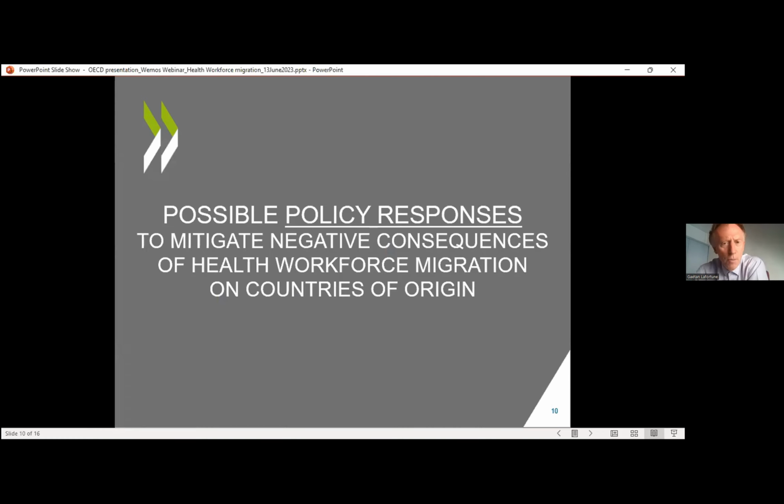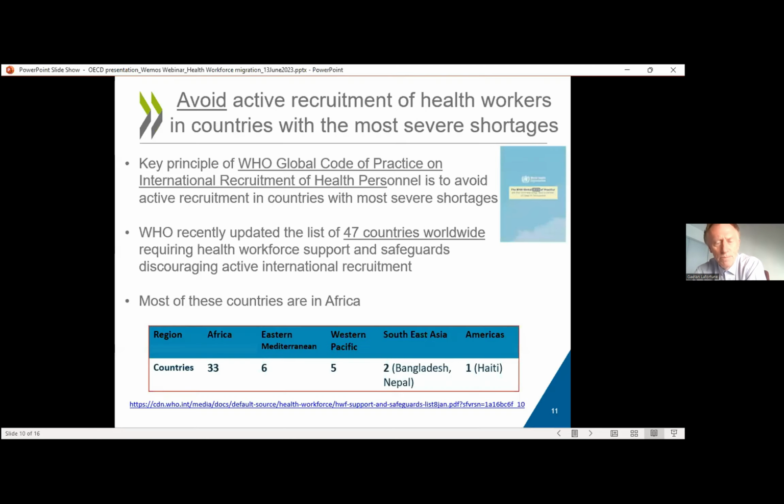Now, I have only a few minutes to go through the possible policy responses to mitigate the negative consequences of health workforce migration on countries of origin. I will mention three policy responses. The first thing is a do not do. The do not do is to avoid active recruitment of doctors and nurses in countries that have the most severe shortages. And this is a fundamental principle of the WHO Global Code of Practice on the International Recruitment of Health Personnel that was adopted in 2010, that countries should not actively recruit in countries with the most severe shortages.